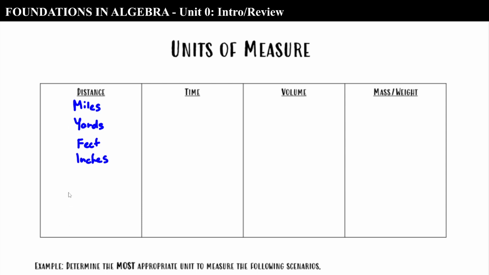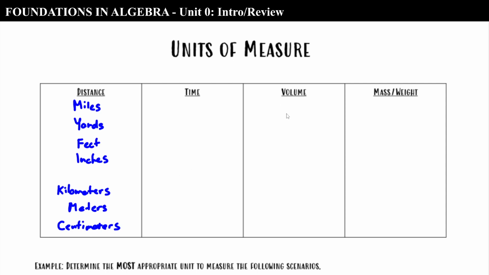There's also metric units, and those are things such as kilometers, meters, and centimeters. And then you've got others like millimeters and things like that, okay? Notice that each of these ends in the word meters. Metric units work the same way as you go to volume and mass and weight.